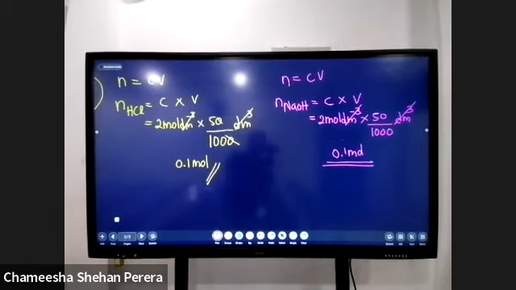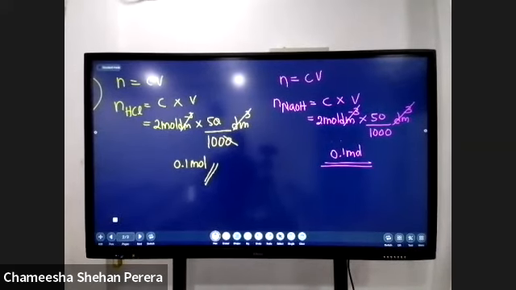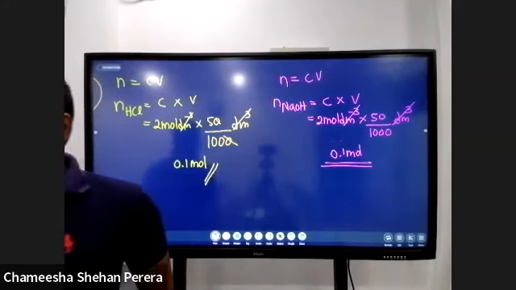Okay, this is how you calculate the number of moles of HCl that reacted with the number of moles of sodium hydroxide in the experiment that we conducted. Right. Did you find it?